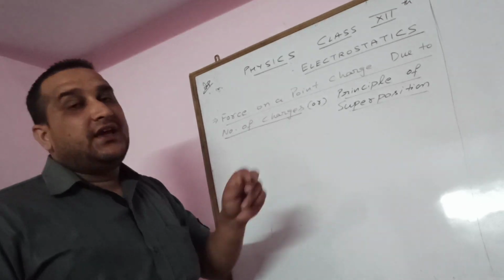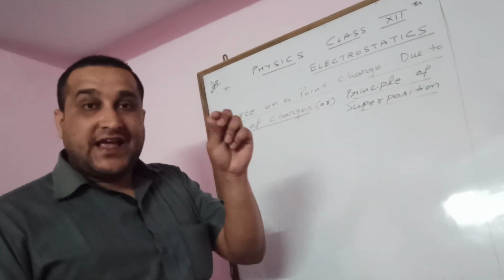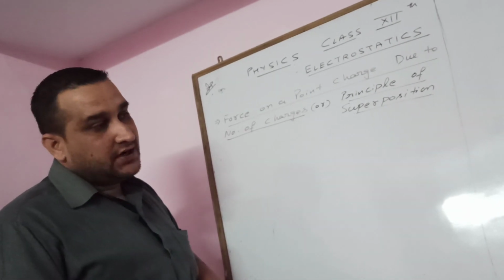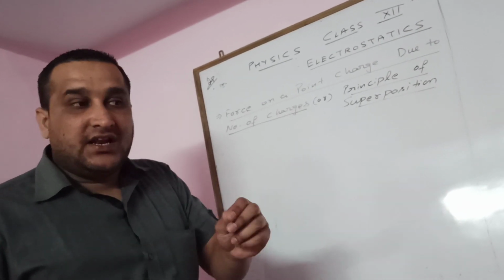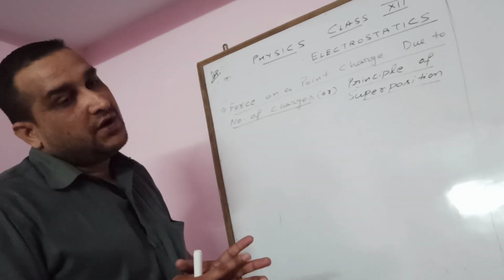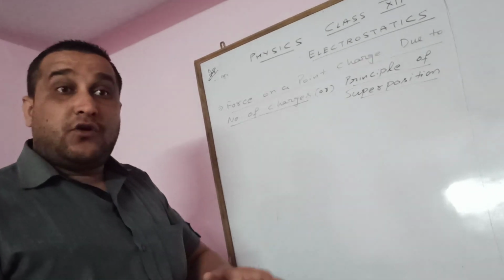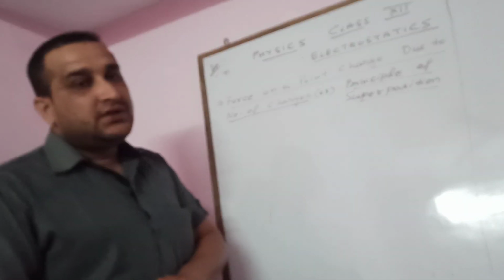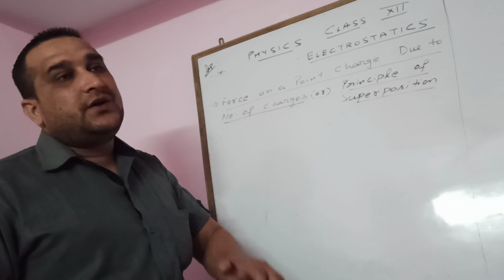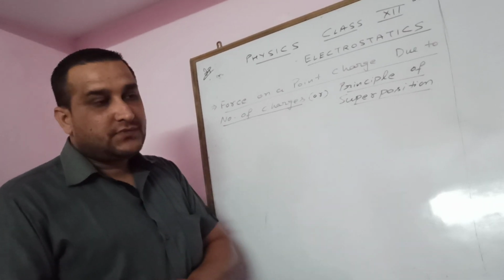Now we take up how we calculate the force on a single charge or point charge whenever it is placed near a number of point charges. Calculating the total force on any body in this way comes under the concept known as the principle of superposition.